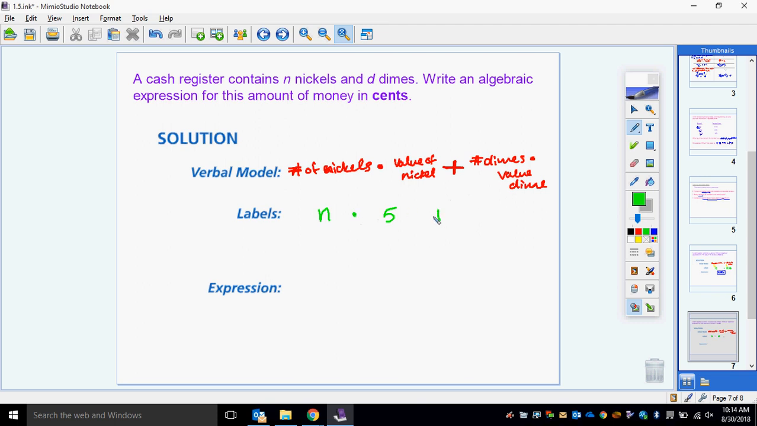Then I have number of dimes. I don't know, that'd be D. And the value of a dime in cents is 10 cents. So if I'm going to write this in an algebraic expression, I pretty much already have. But let's simplify this to 5n plus 10d. That means the same thing, 5 times n and 10 times d. This would tell you how much money you had if you had a handful of nickels and a handful of dimes.